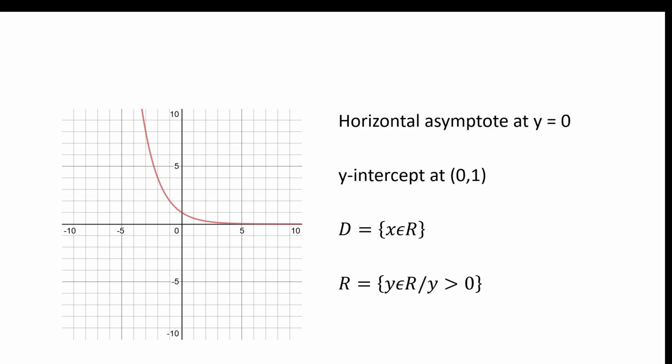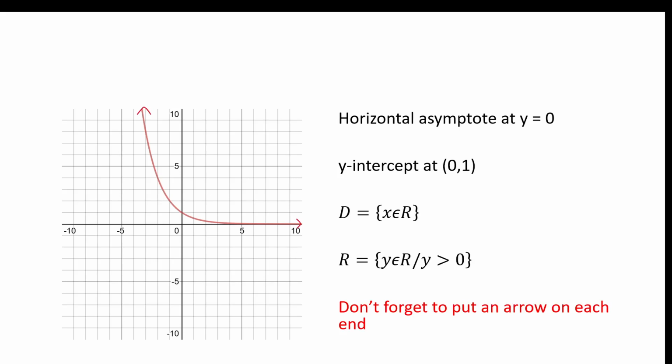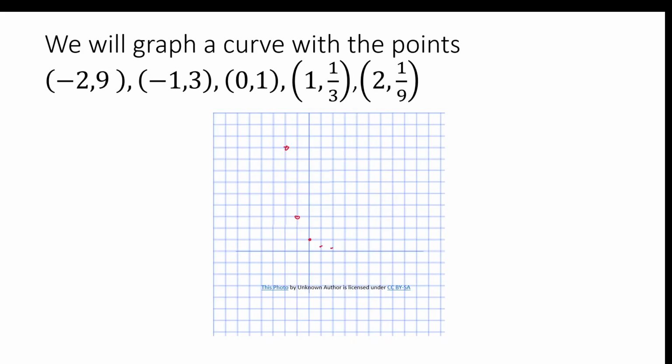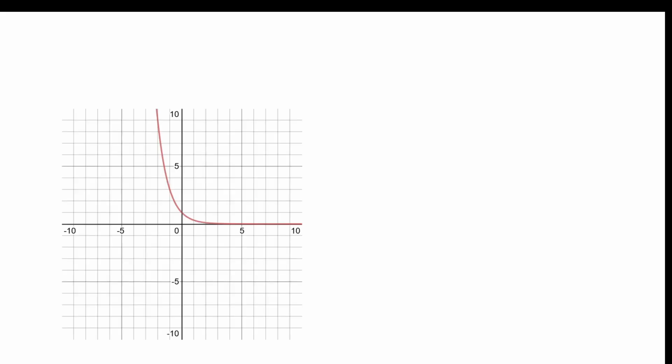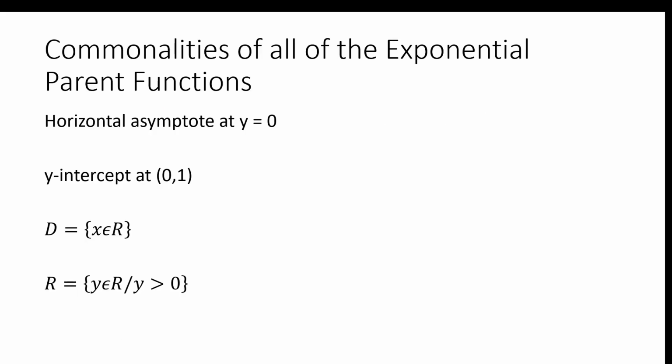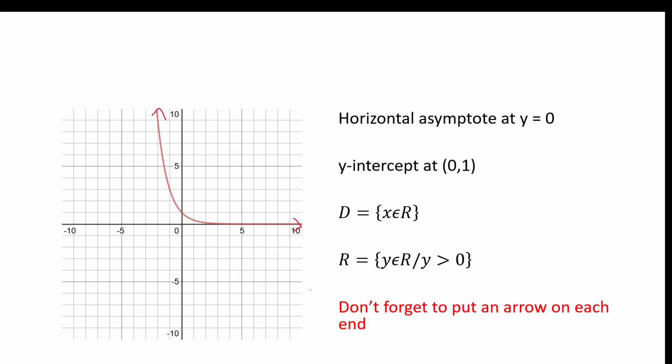And we have a horizontal asymptote at y equals 0, a y-intercept at (0, 1), a domain of all real numbers, a range of all real numbers greater than 0, and we put an arrow on each end. And if we have the function y equals 1/3 to the x, a similar pattern occurs. The y values for y equals 3 to the x and 1/3 to the x are the same. They're just in opposite orders. So when we plot all those points and draw that curve, it looks like this. We have a horizontal asymptote at y equals 0, a y-intercept at (0, 1), a domain of all real numbers, and a range of all real numbers greater than 0. And we can't forget to put an arrow on each end.